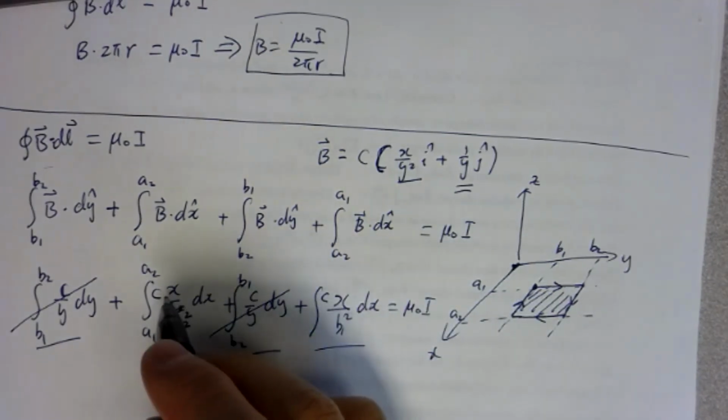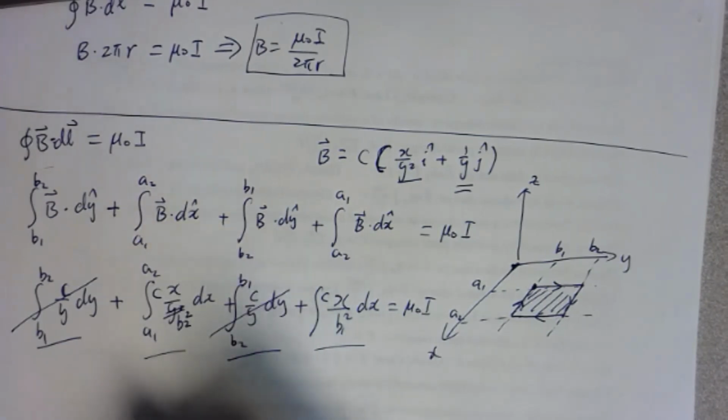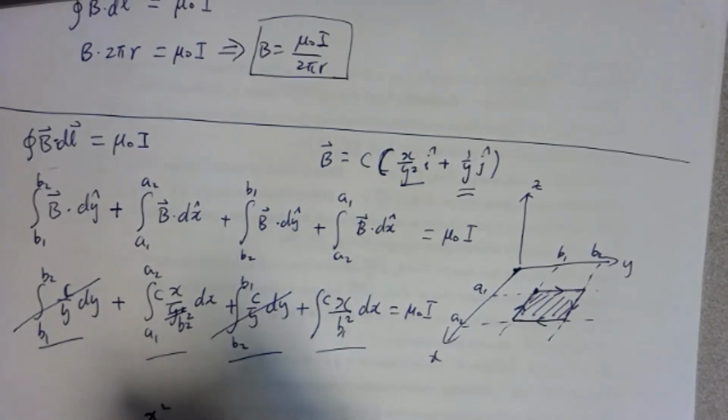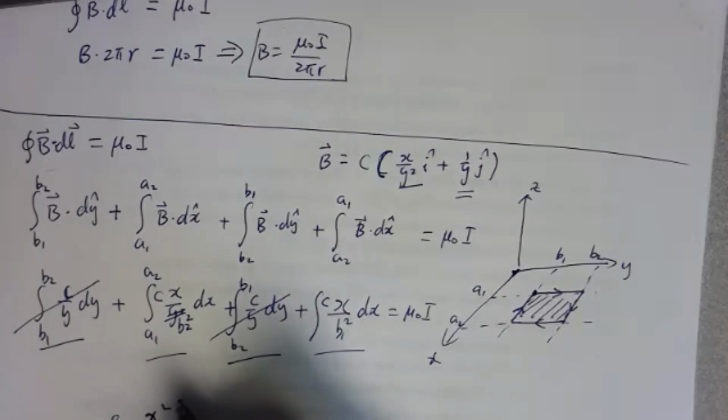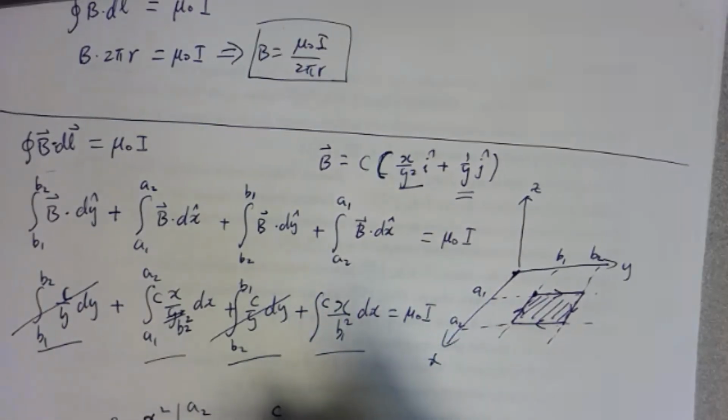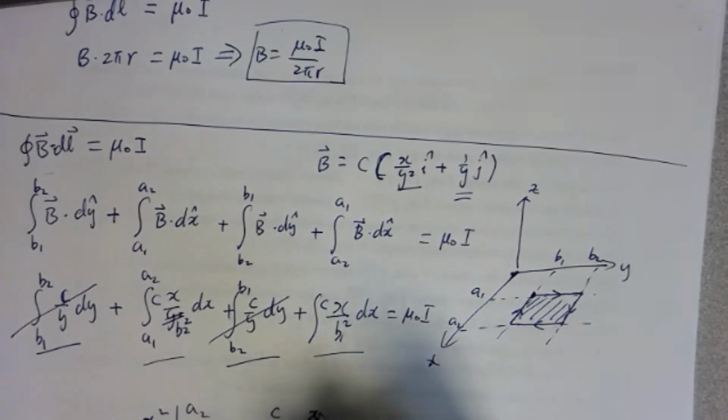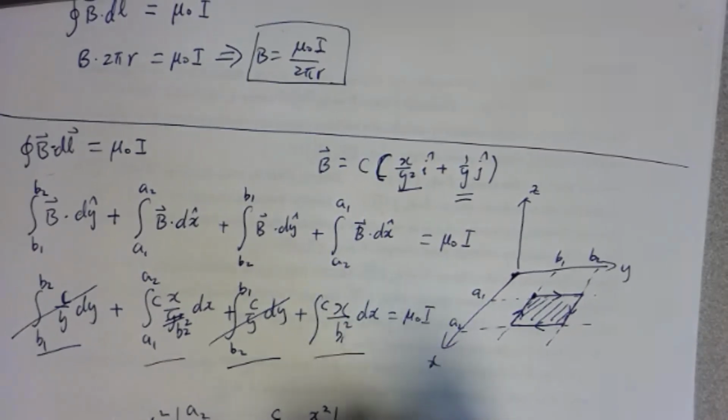So this is integration of x. So then the result will be x square over 2, okay? And then the constants remain. And this is from a1 to a2, plus for the second one, again, c over b1 square, x square over 2, and then a2 to a1, okay?